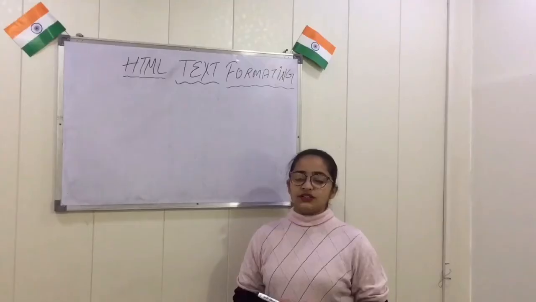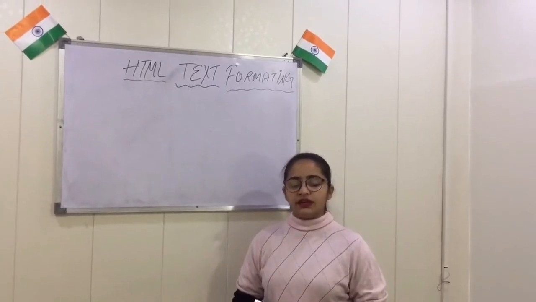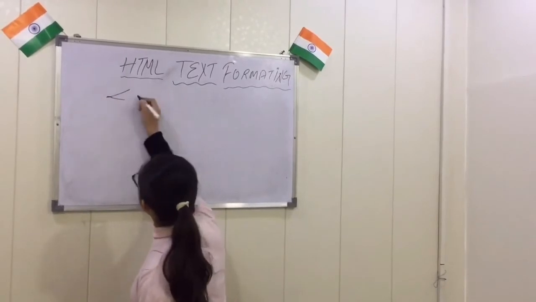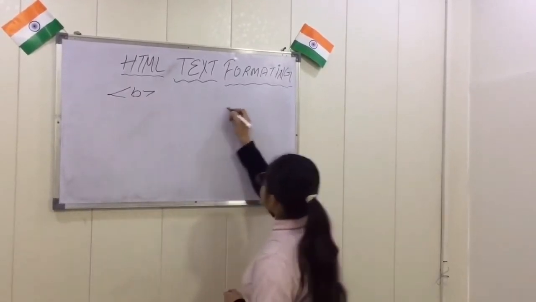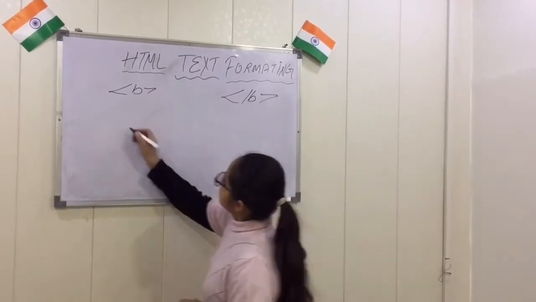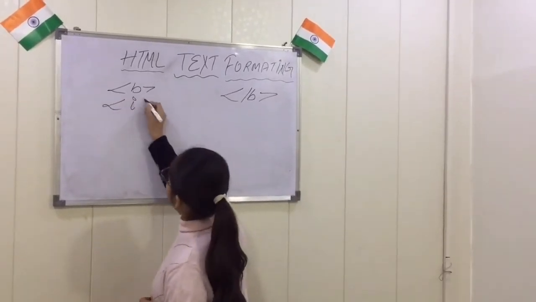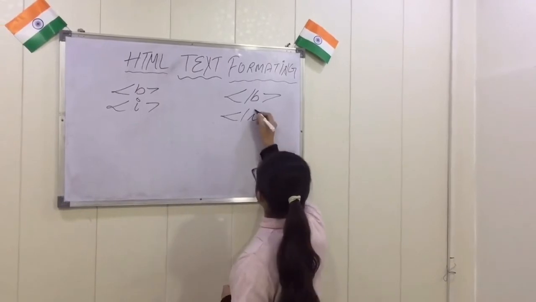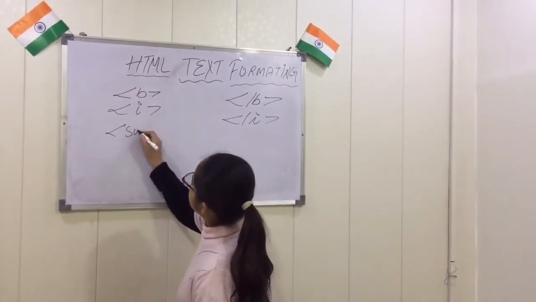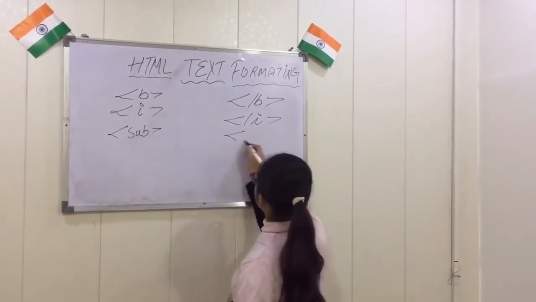So today we are going to discuss the topic HTML text formatting. HTML text formatting can be done in many types. For example, we can take bold, that is written as B and B tag close. Next is I, that stands for italic.